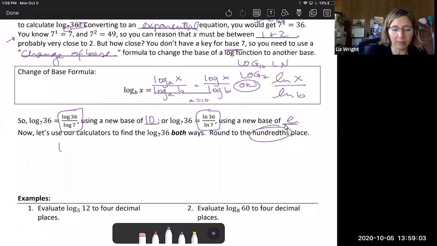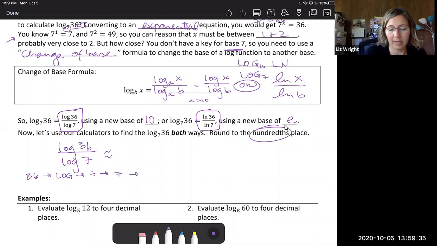Let's find log of 36 divided by log of 7. In my calculator, I have to do 36, hit the log button, then divided by 7, then hit the log button, and then equals. I'm going to write those steps out because I think you can get lost in it: 36, log, divided by, 7, log, then the equals button. I have to hit all those buttons in my calculator. Rounding to the hundredths place, you should get 1.84.